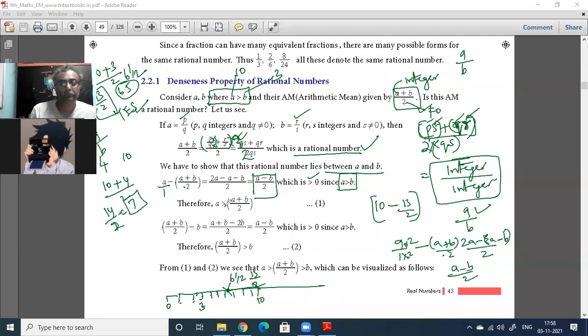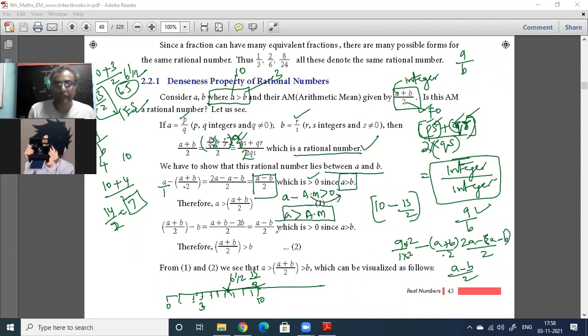Now, a minus b by 2 will be lesser. Therefore, a is greater than... what you are telling here is a minus the arithmetic mean is greater than 0. You have proved that. Therefore, a is greater than the arithmetic mean.